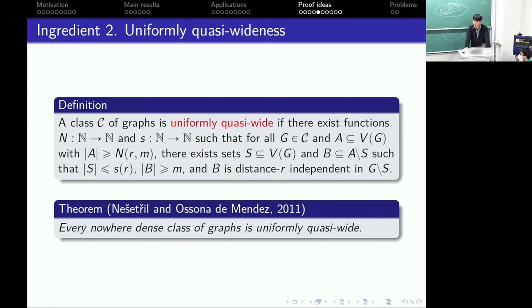Now, what's not clear to me is, can I just say S is empty? No. Distance-r independent in G minus S. I see. Okay. And Nešetřil and Ossona de Mendez, who introduced all these sparse graph concepts, showed that every nowhere dense class of graphs is uniformly quasi-wide.